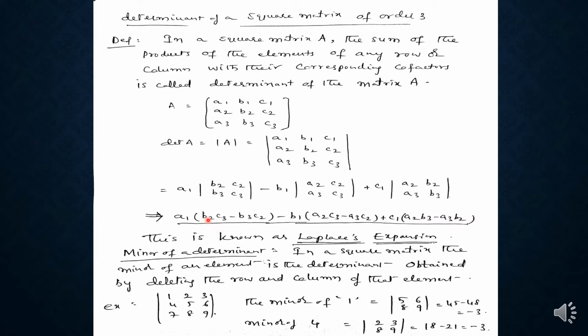So this is the expansion of this 3 by 3 determinant. If we take the second row also, we will get the same solution, there is no change. So we can find the determinant value by expanding through the first row or second row or third row or any column, first column or second column or third column. So this is known as Laplace expansion.